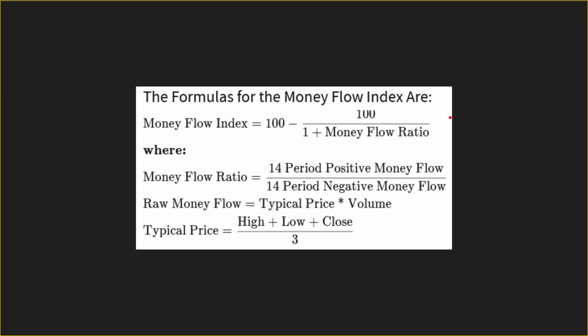Here's an example of the formula of how the MFI is created. So it would be money flow is equal to 100 minus 100 divided by 1 plus money flow ratio. And here we see the various ratios of the money flow and calculations of raw money flow, a typical price. These are things that you don't necessarily need to know. You don't need to be able to calculate the money flow index. It's just useful sometimes to know how these indicators are formulated.